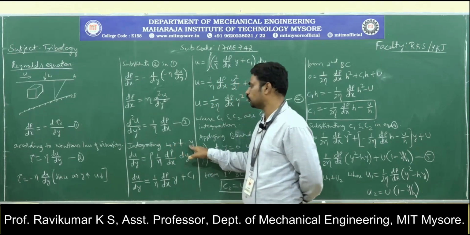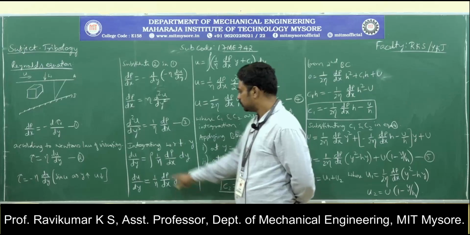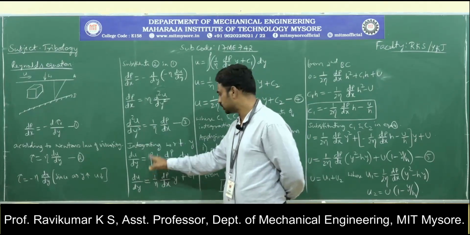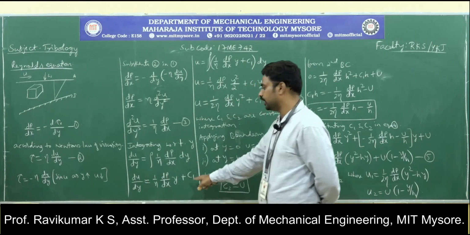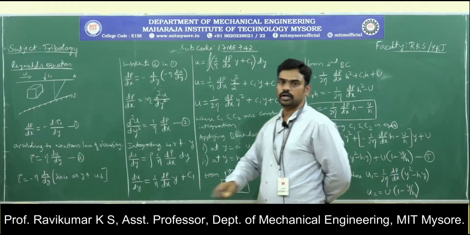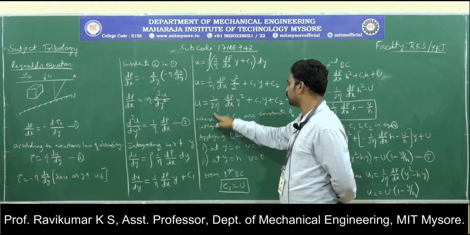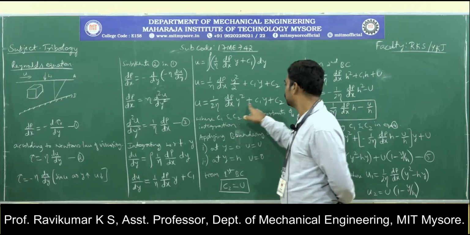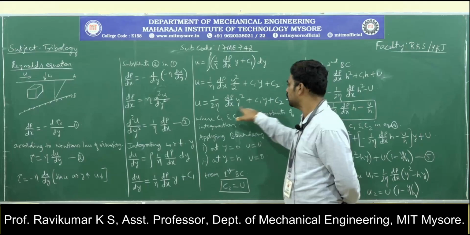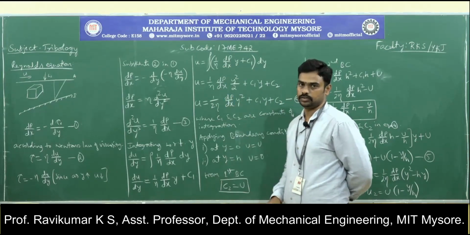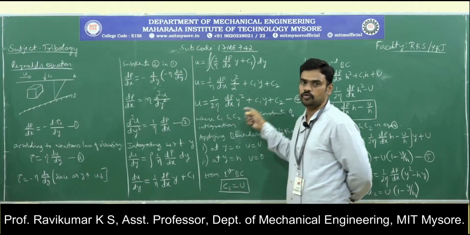Then integrating with respect to y, you need to integrate it twice because the square term is there. So du by dy is the first integration, and you will get the constants C1 and C2 after integrating twice. After this, you will get u is equal to 1 by 2 eta into dp by dx into y square plus C1 into y plus C2. I will call this equation 4. This is after integration of this particular equation. Integrating equation 3, you will get equation 4.